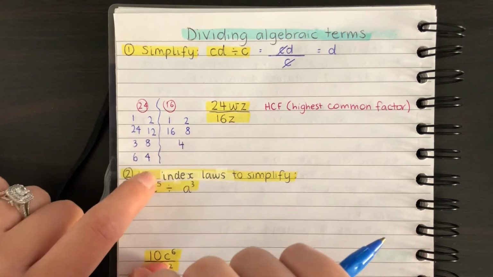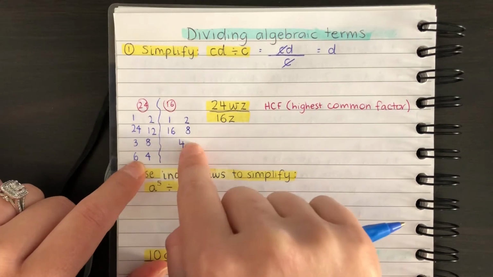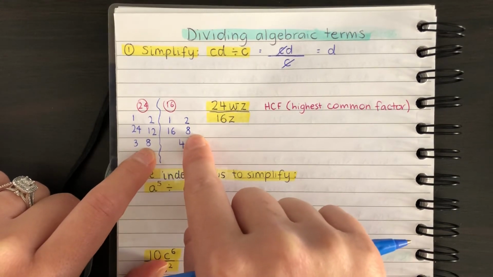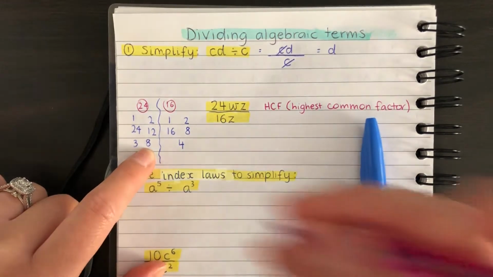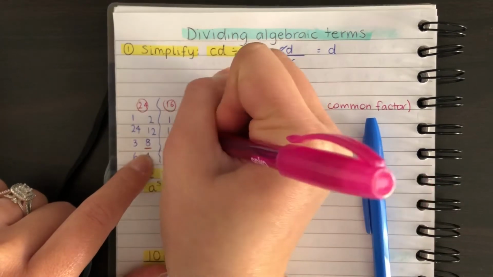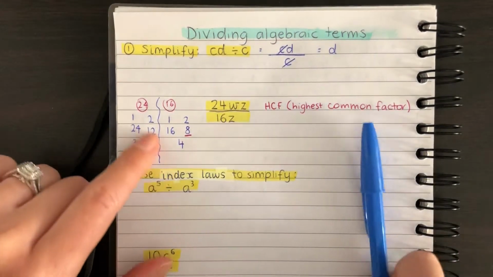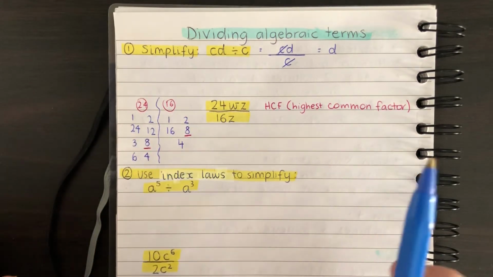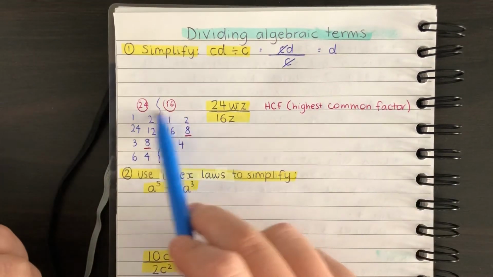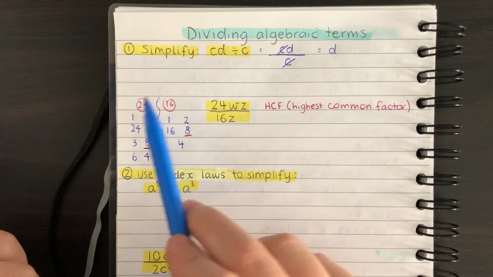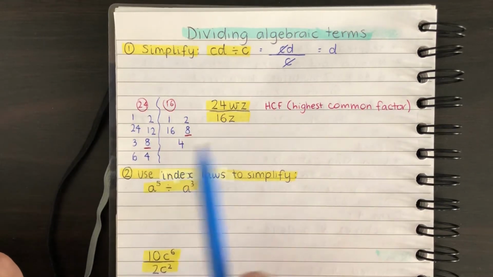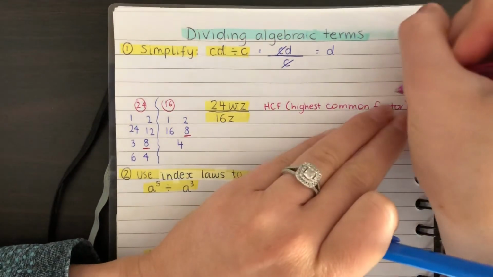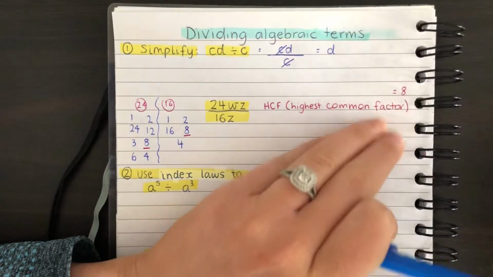We'll just keep that in mind. 6, well, 6 doesn't go into this. 4 goes in, but we found 8, which was bigger. So since 8 goes into both 24 and 16 and is the largest number out of all of them on both sides that do go into both numbers, that is going to be our highest common factor. Okay, so our highest common factor equals 8.